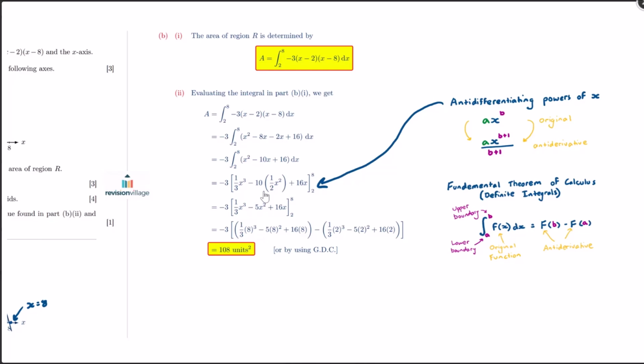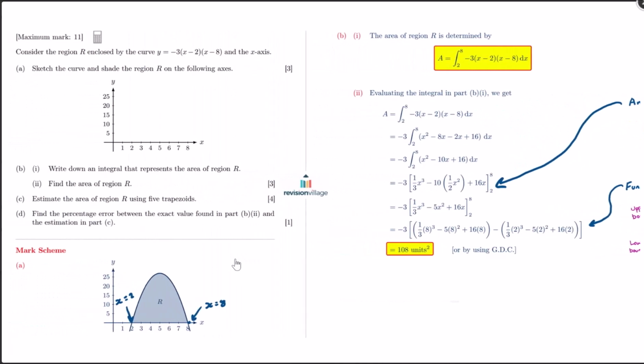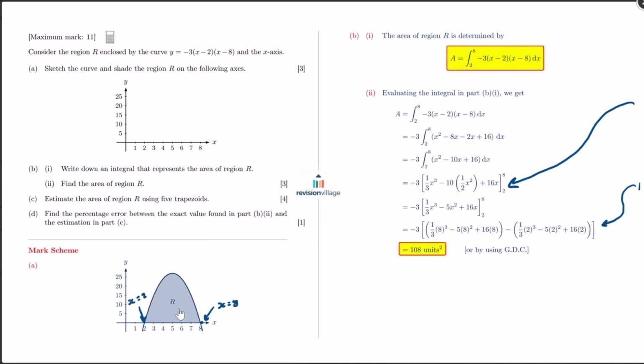And the second important thing to know is the fundamental theorem of calculus, which allows us to evaluate the answer of a definite integral. It reads, the integral from a to b of a particular function with respect to x is equal to the antiderivative, so that's what these capital F's are, of the upper boundary subtract the lower boundary. So you can see here my upper boundary is 8. I sub that into my antiderivative, subtract, and then I sub in my lower boundary. I can enter that in my calculator, and I would also get 108 units squared. So that is the answer to part B, and that is the area of region R.